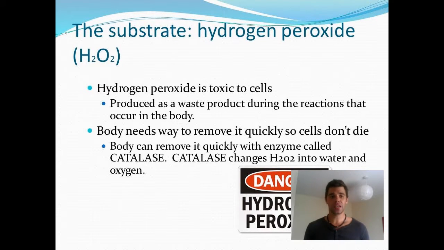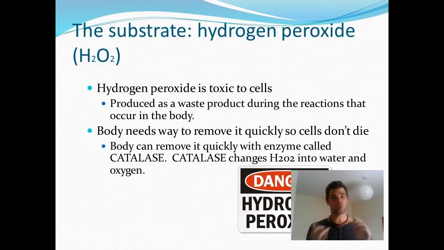Now, it does that using an enzyme called catalase. You can tell catalase is an enzyme because it ends with the suffix -ase. Lipase, protease, carbohydrase, these are all enzymes. In this case, the one that breaks down hydrogen peroxide is catalase. Now, catalase can break down hydrogen peroxide, which is extremely toxic, into water and oxygen. Two very safe and essential chemicals that the body requires.